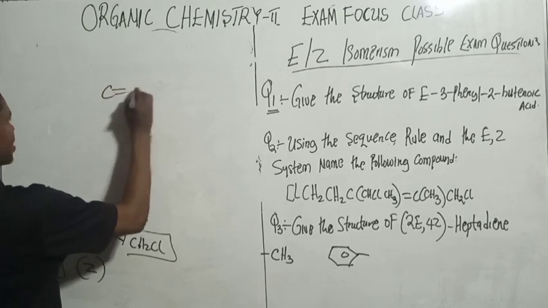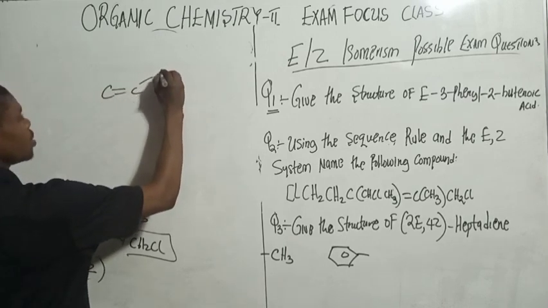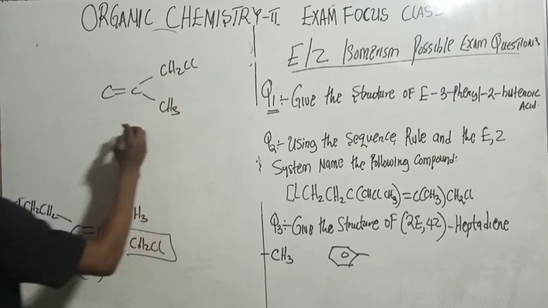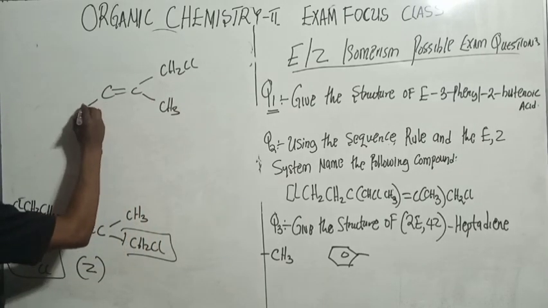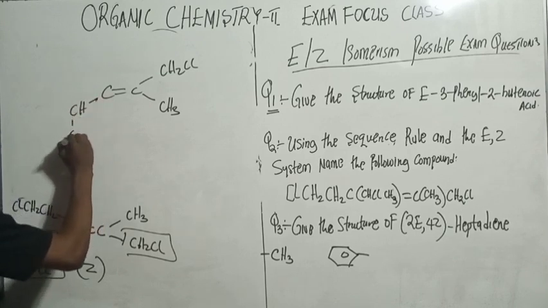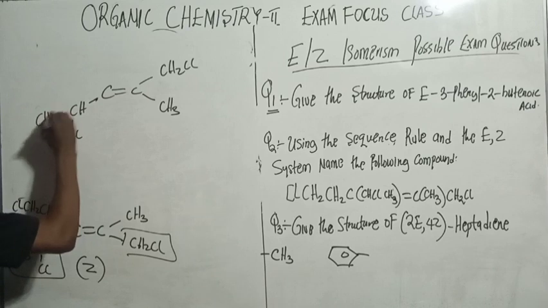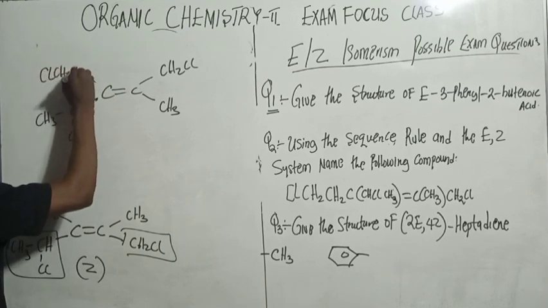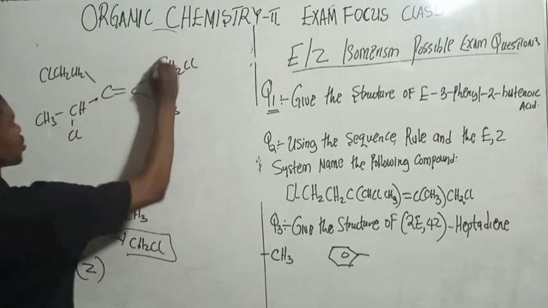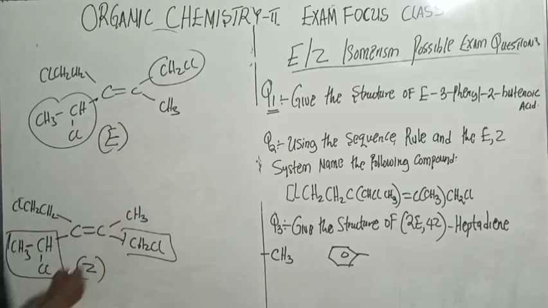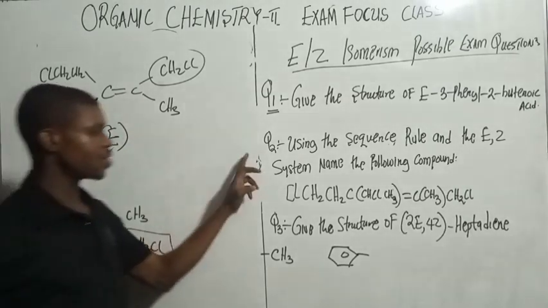The E is going to be like this: CH2Cl. Here we have CH3. Then here we have CH, here we have Cl, here we have CH3. Here we have Cl, CH2, CH2. So you can see that these two are on the opposite side, so it is going to be E. So that is it for this one.